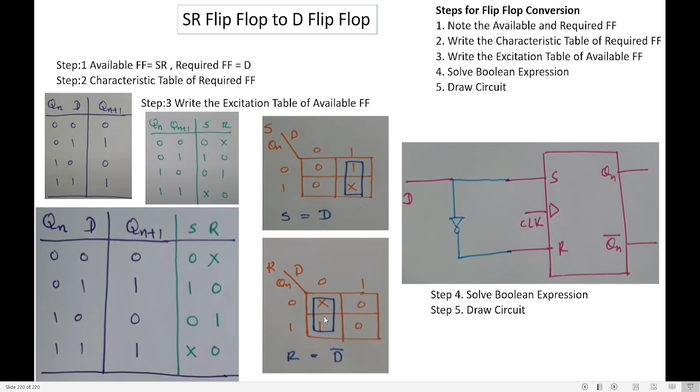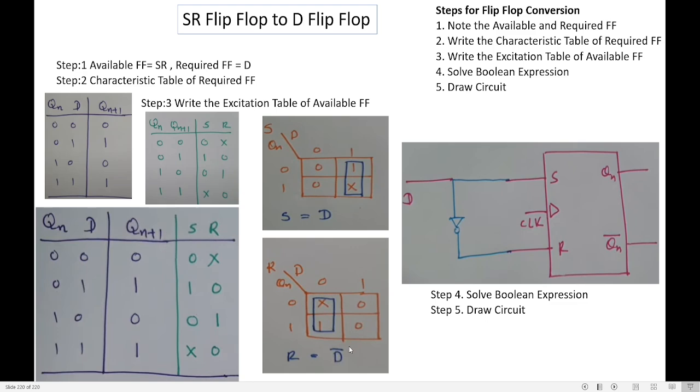Done. Now come to R. Q and D. What are the R outputs? Don't care, 0, 1, 0. Done. Now mark these two, which can be grouped because they form a pair. What is common for this? 0. 0 means D bar. So S is D, R is D bar.